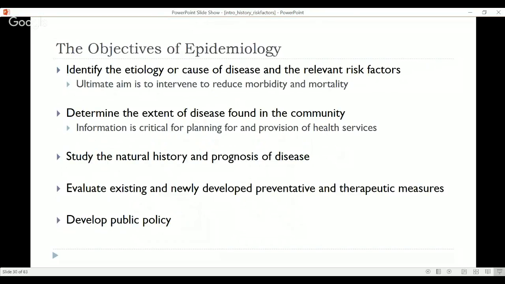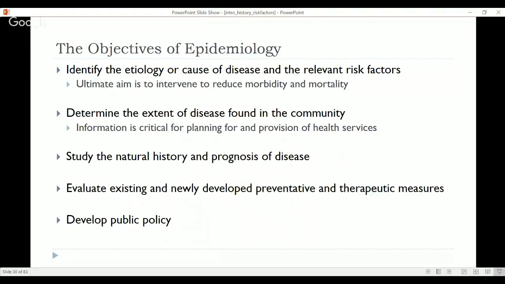So the objectives of epidemiology are to identify the etiology, or in other words, the cause of a disease and the relevant risk factors, with the ultimate aim being to intervene in order to reduce morbidity and mortality. If we can identify causal factors, then we can develop some sort of rational basis for having a prevention program. Another objective is to determine just the extent of disease found in the community. And this is really important in terms of planning for and provision of health services.